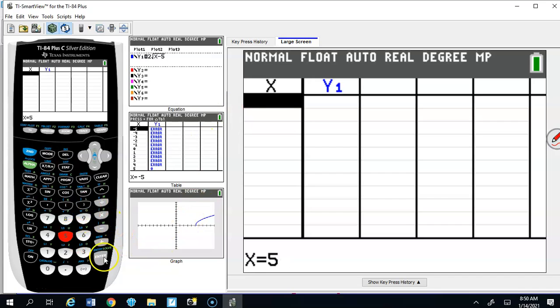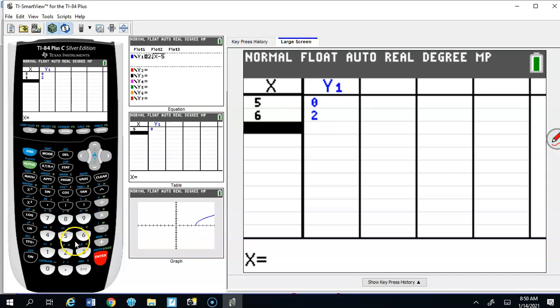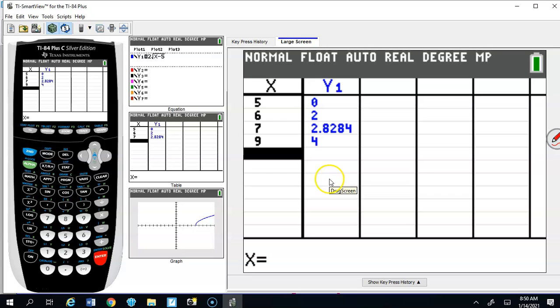So we're going to put in 5, and that was 0, and we put in 6, that was 2, and then I think we put in 7, and you can put in whatever values you want, guys, and then plot them, and then we put in 9. So notice what this is doing for me. This is computing those values for me.